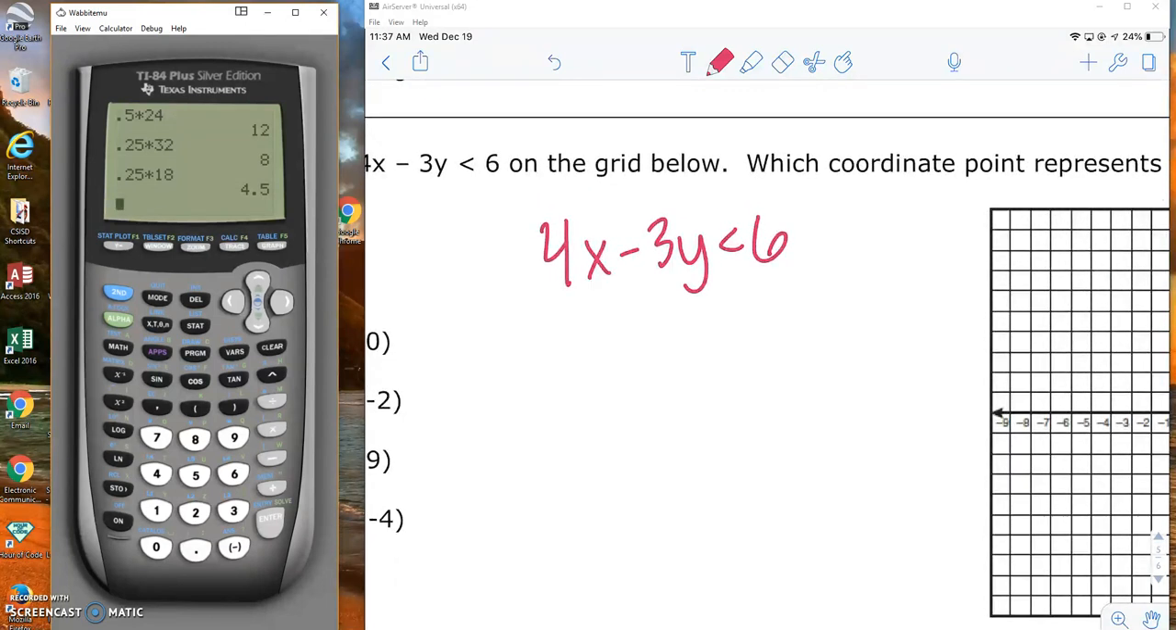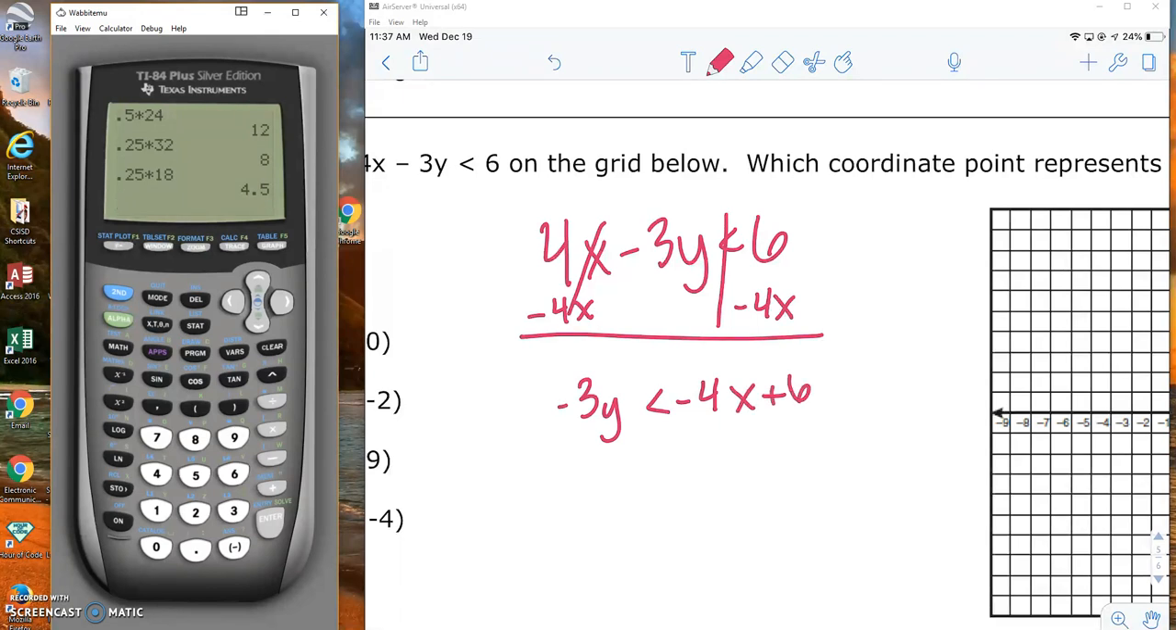So first, in order to graph, I need to solve for y. So I'm going to move 4x to the other side. Remember, when we cross that equal sign, or in this case, that inequality, you have to change your sign, and subtracting does not do anything to my inequality sign. Then I have to divide everything by -3. Because I divided by a negative, this inequality sign is going to flip.